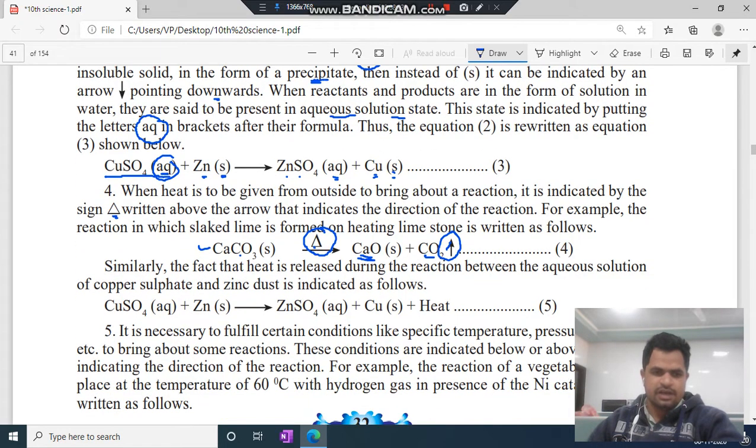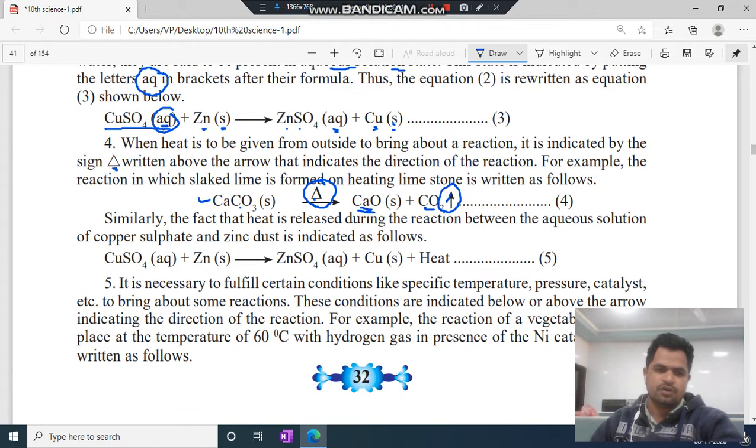Similarly, the fact that heat is released during the reaction between the aqueous solution of copper sulfate and zinc dust is indicated as follows. Look here, copper sulfate solution, that is aqueous form, plus zinc gives us zinc sulfate plus copper, and we have written here that excess heat is released. That's why we have written heat with a plus sign.